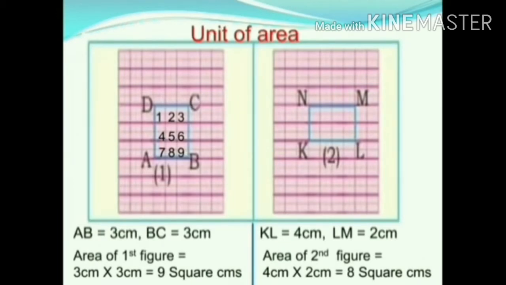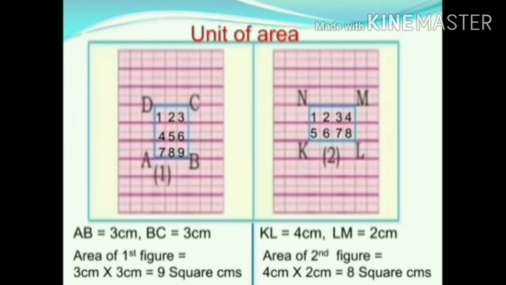By using the measurement of these two sides, find the area of the first figure. Area of first figure is equal to 3 centimeter multiplied by 3 centimeter equals 9 square centimeter. Now we will go to the second one. By how many squares is the second figure bound? 1, 2, 3, 4, 5, 6, 7, 8. It is bounded by 8 squares.